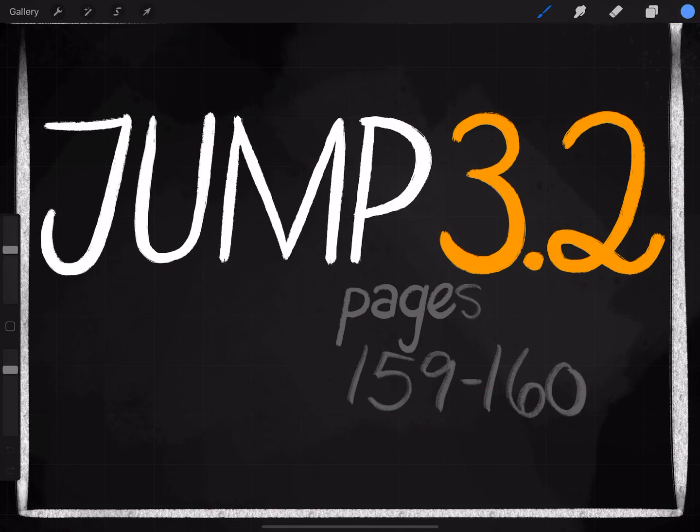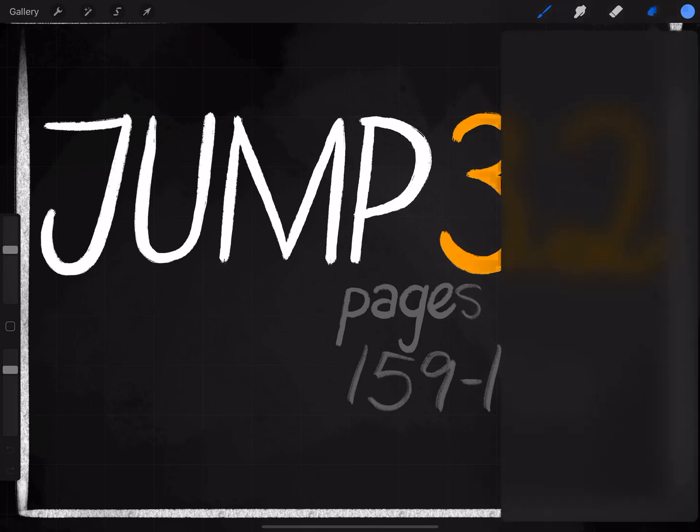Good evening. Here is our jump lesson for pages 159 to 160, finding area by skip counting.